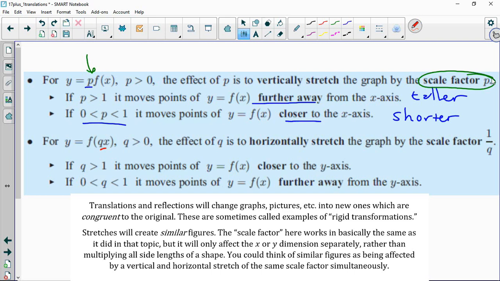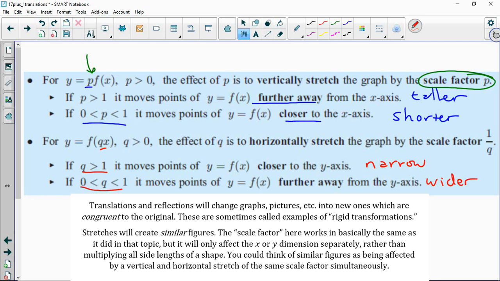If that number, q, is bigger than 1, it's going to move all the points closer to the y-axis. In other words, it's going to get more narrow. And if it's less than 1, again, still greater than 0, it's going to move everything further away from the y-axis. It's going to get wider.